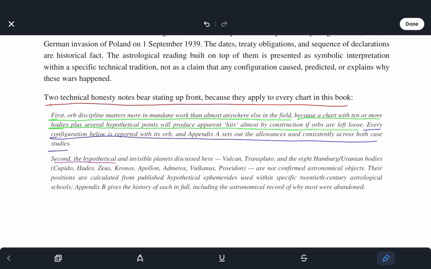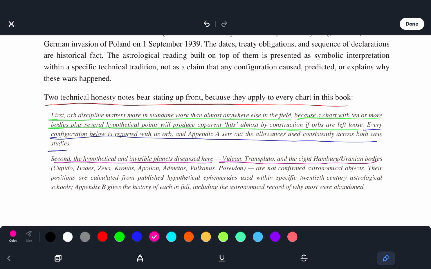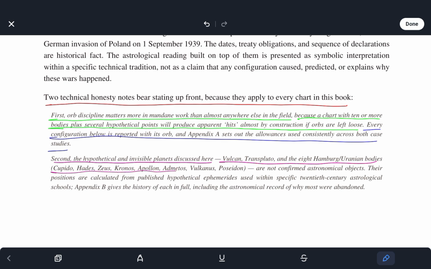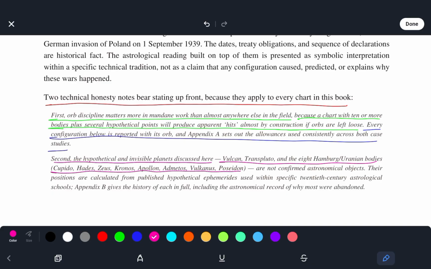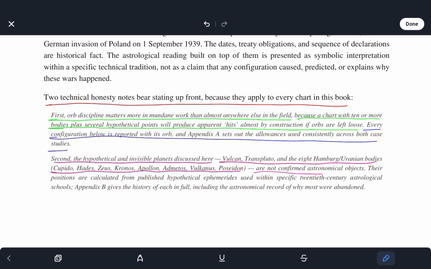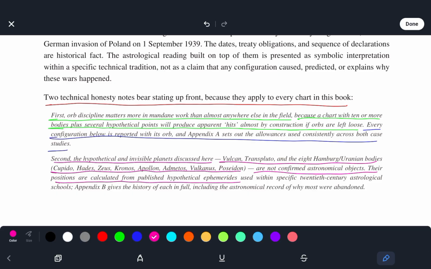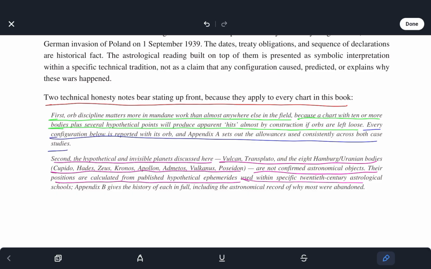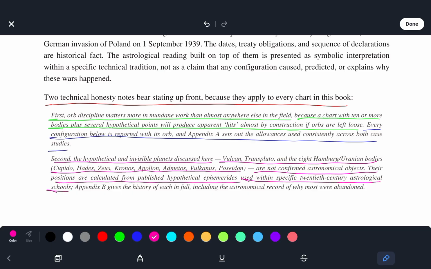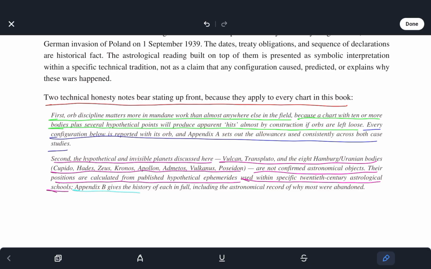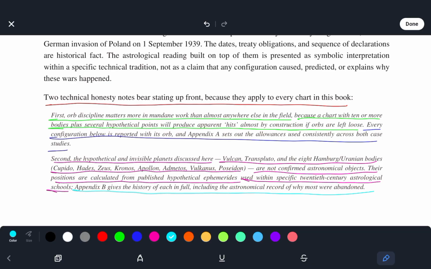And second, the hypothetical and invisible planets discussed here: Vulcan, Trans-Pluto, the 8 Hamburg-Uranian bodies, Cupido, Hades, Zeus, Kronos, Apollon, Admetos, Vulcanus, Poseidon, are not confirmed astronomical objects. Their positions are calculated from published hypothetical ephemerides used within specific 20th century astrological schools. Appendix B gives the history of each in full, including the astronomical record of why most were abandoned.